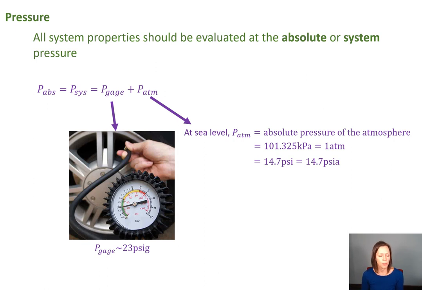Gauge pressure. Here's a picture of somebody measuring their tire pressure with a gauge. Looks like they're measuring around 23 psi. If you wanted to be technically correct, you would write it as psig, indicating that it's gauge pressure. So psig, psia, it's a way of indicating which one you're talking about. The gauge pressure is the difference between the absolute or the system pressure and the atmospheric pressure.